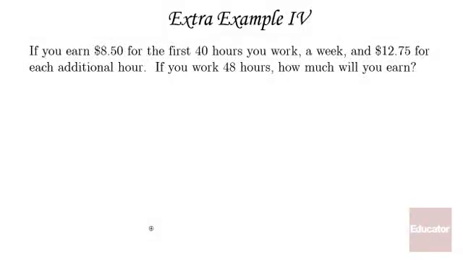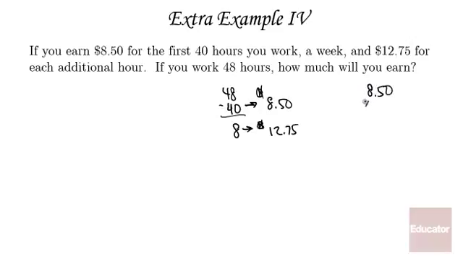If you earn $8.50 for the first 40 hours you work a week and $12.75 for each additional hour, let's find out how much you would earn if you worked 48 hours. So let's take out the original 40 hours from 48 because we know that that costs a different amount. So we're going to be left with 8. So we have the 40 hours at $8.50 an hour, and then we're going to have 8 additional hours at a bit more, $12.75. So I'm going to take $8.50 and multiply that with 40.